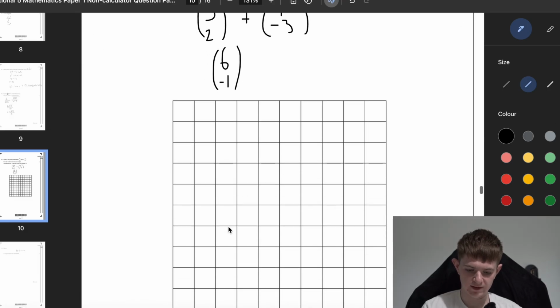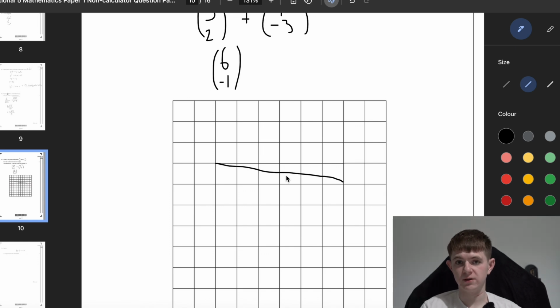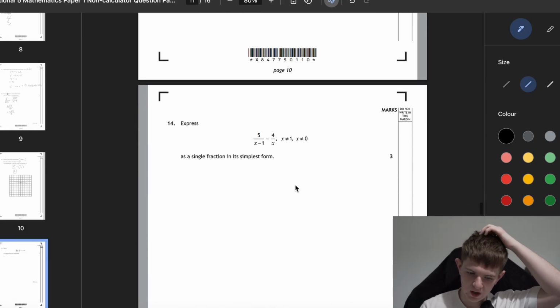Now we just need to draw a vector. So we're going to go along 6, down 1. It's going to be a straight line. So start here. 1, 2, 3, 4, 5, 6. Hopefully you can draw yours a wee bit straight like mine. And we're just going to draw in our arrow as well. That's our vector question done.